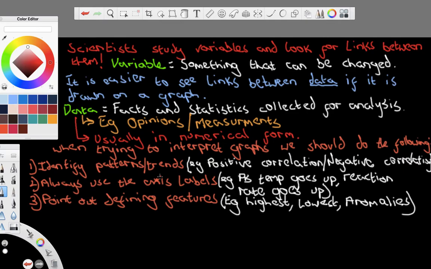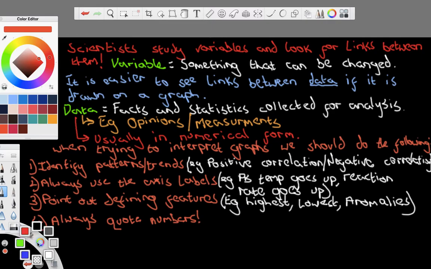And the final one, number 4, you should always quote numbers. And that's an important one. Most people miss that one. So I'm going to underline it in red, because it's really important. You should always quote numbers from a graph. They have given you a graph for a reason. So make sure you quote from it.